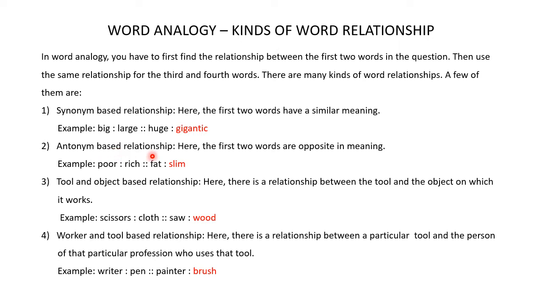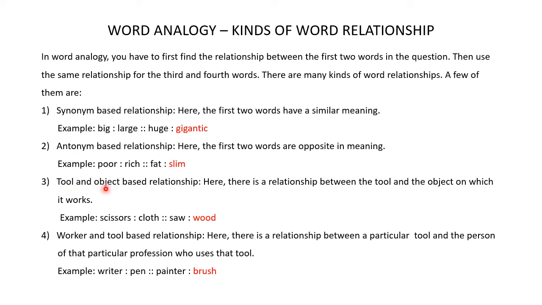Antonym-based relationship. Here the first two words are opposite in meaning. For example, poor and rich are antonyms, that is, they are opposite in meaning. Similarly, fat and slim are antonyms, that is, they are opposite in meaning.